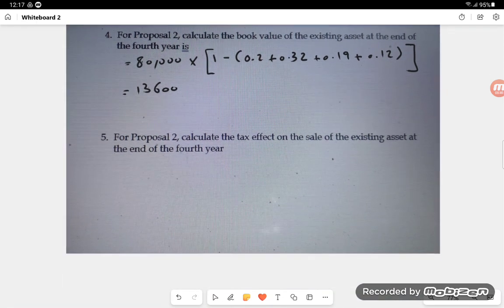And now we would like to calculate the tax effect on the sale of the existing assets. The existing asset will be sold for 50,000 and has a book value of 13,600. So the net value will be taxed by 40%. So it will be 14,560.